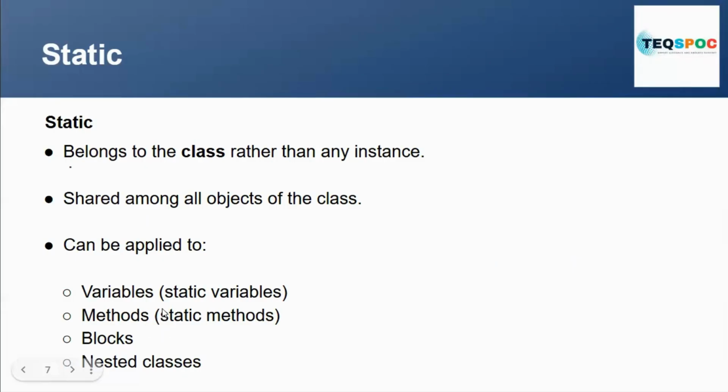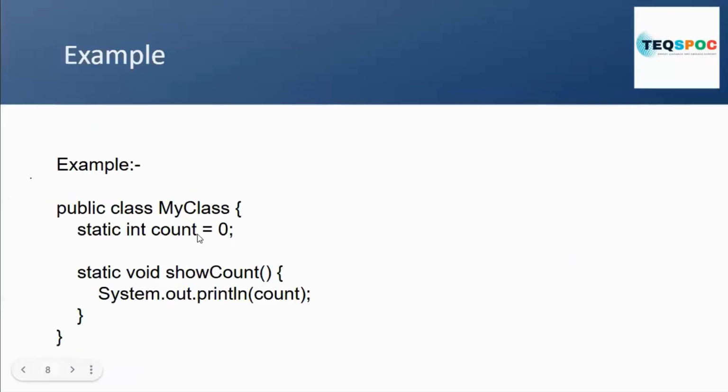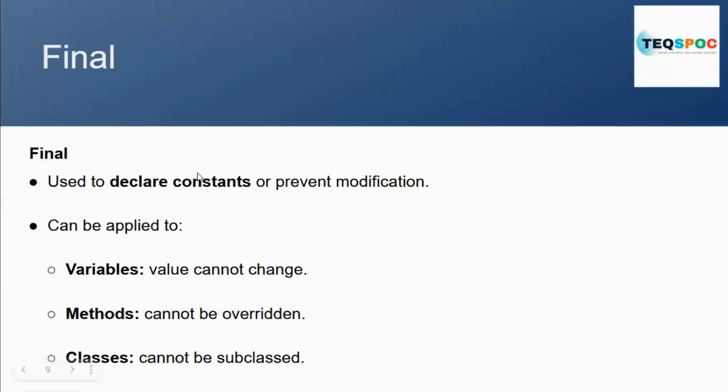Okay, we have seen that already. Then final. What is basically a final? It is a keyword. Static is a keyword. So final is basically used to declare a constant or prevent modification. It can be applied on a variable, method, and class. What happens basically if we make the variable final? Then changing of the value is not allowed.